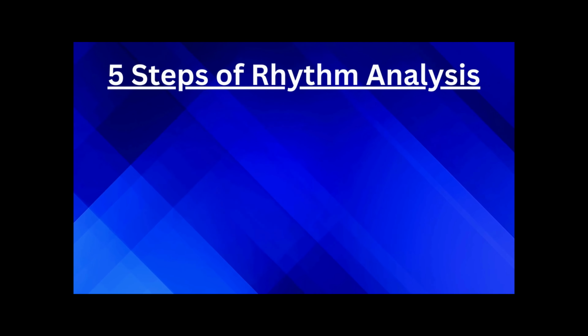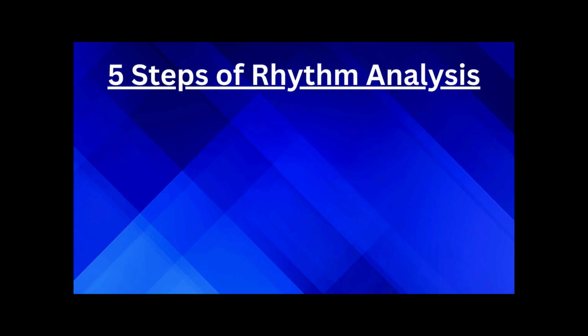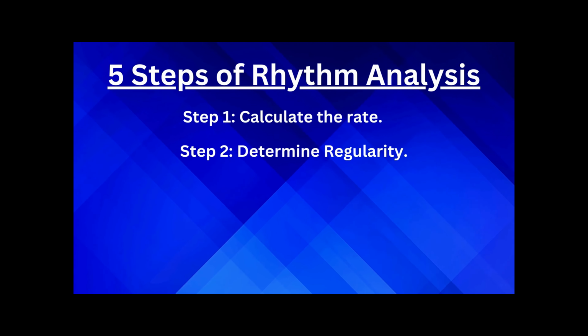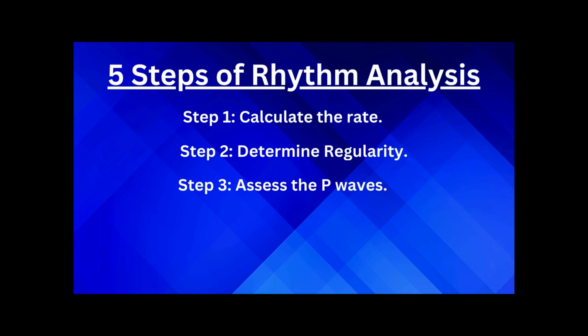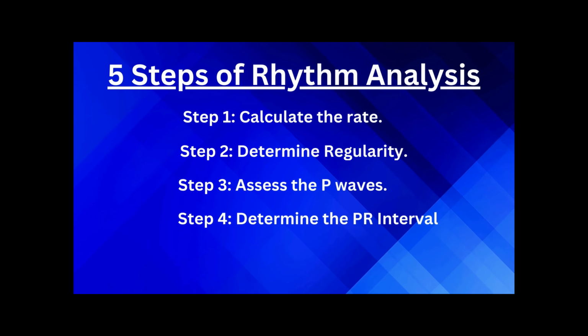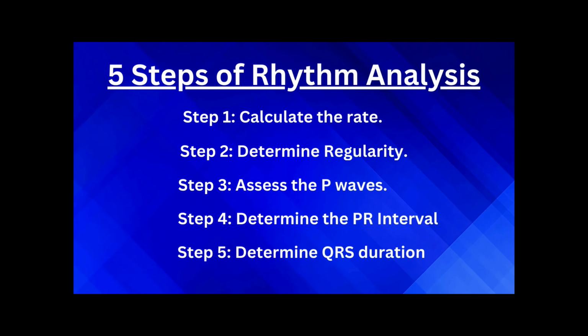There are 5 steps of rhythm analysis. Step 1. Calculate the rate. Step 2. Determine regularity. Step 3. Assess the P waves. Step 4. Determine the PR interval. And Step 5. Determine QRS duration.